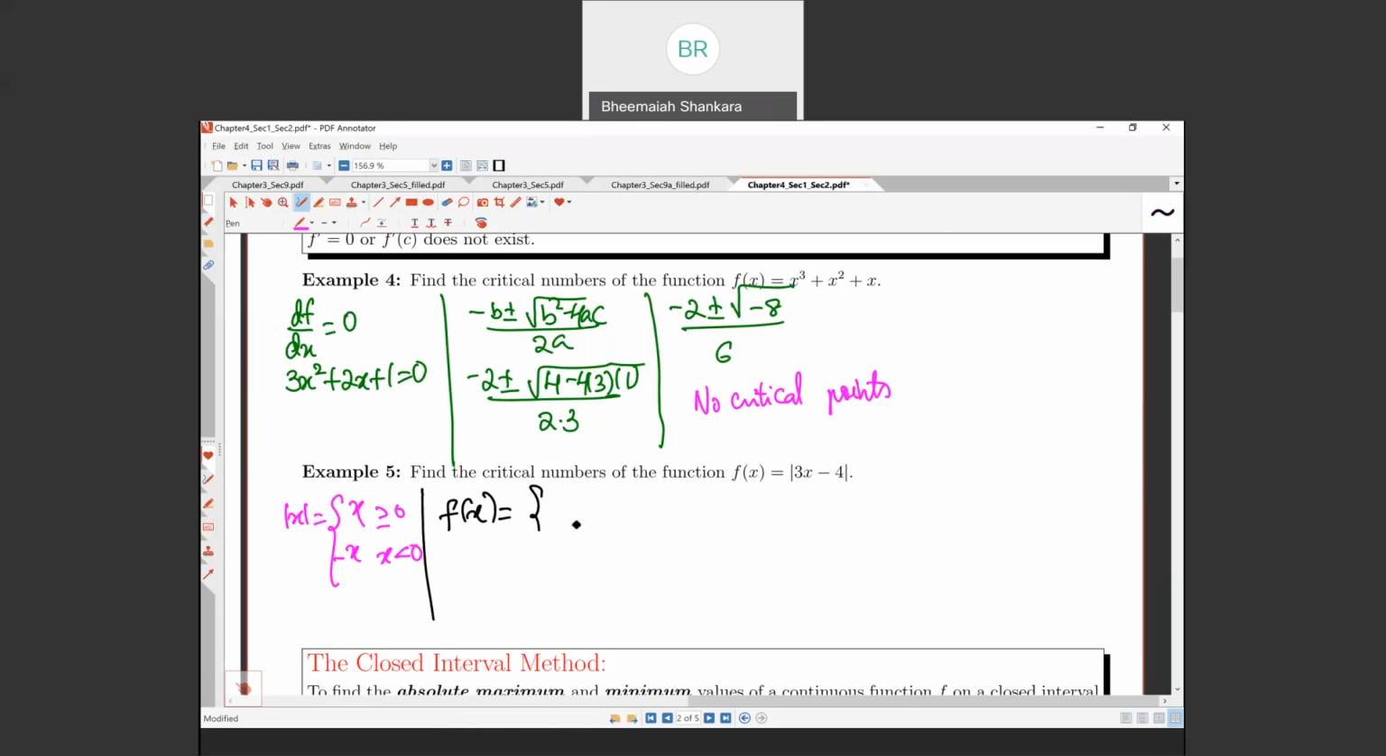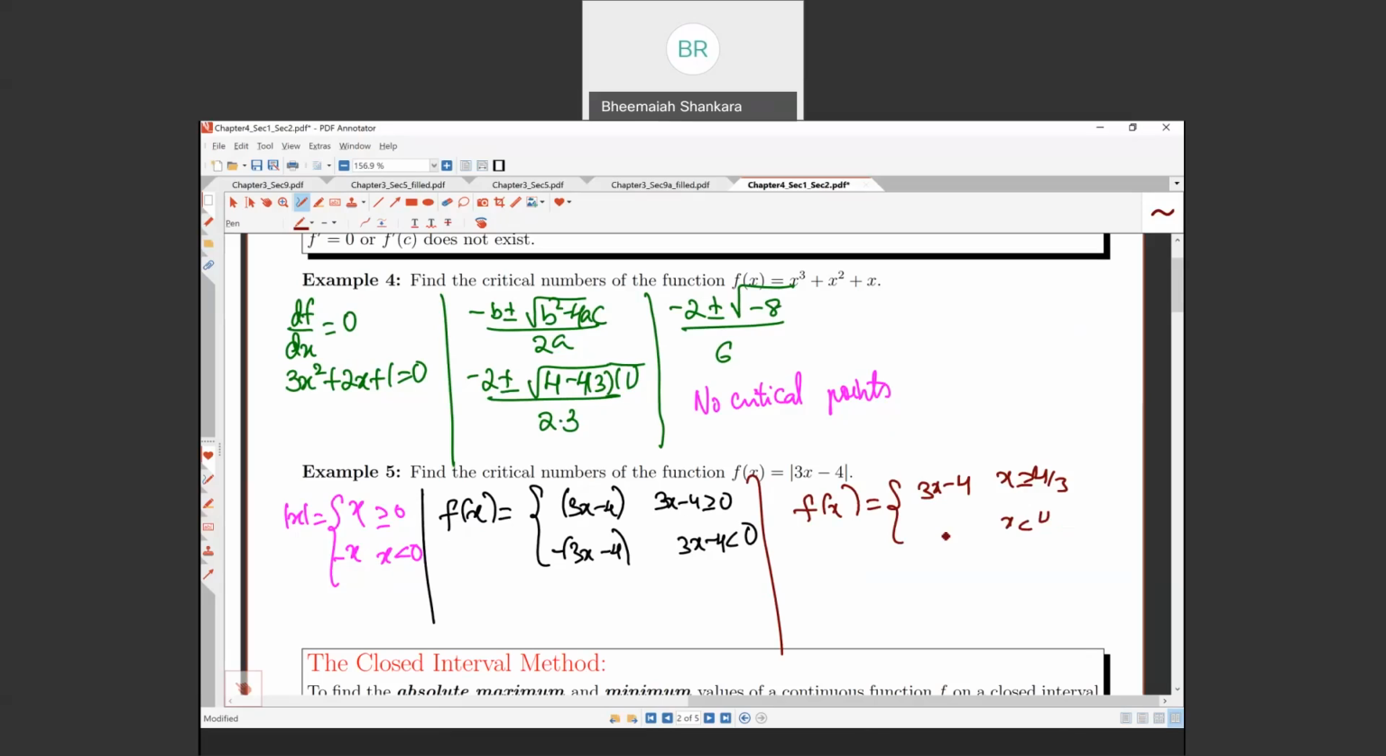So the definition says it's either 3x minus 4, where 3x minus 4 is greater than or equal to 0, or the negative of 3x minus 4, where 3x minus 4 is less than 0. Having known this, let us simplify one more step. So you have f of x equal to 3x minus 4 for x greater than or equal to 4/3, and for x less than 4/3 you have negative 3x plus 4.